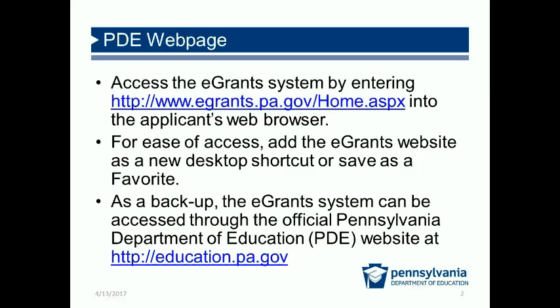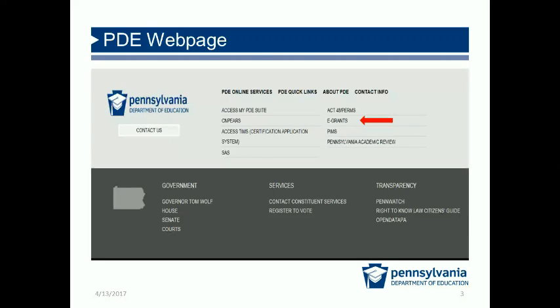Applicants can access the eGrants system through this link. For ease of access, add the eGrants website as a new desktop shortcut or save as a favorite. If you find it difficult to access the eGrants site, try a different internet browser. As a backup, the eGrants system can be accessed through the official Pennsylvania Department of Education PDE website. To access the PDE link, applicants will need to scroll to the bottom of the main page. During this presentation, red arrows will notate key items on each slide, in this case, the PDE grants link.